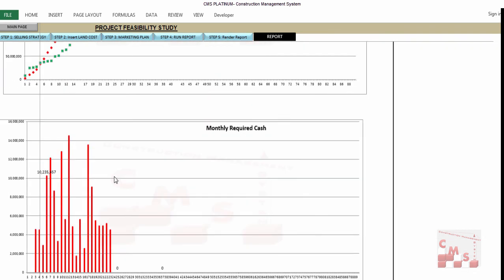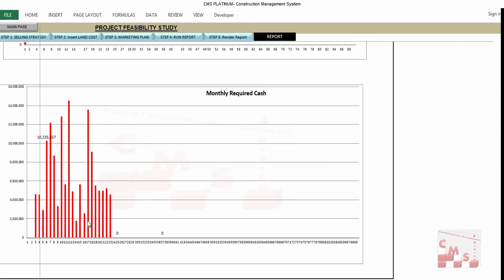How will it be expended? Like this. That's the expenses required per month, every month. That's the variance between the expenses and the revenue for almost 23 months, 2 years. That's what CMS will present for you.